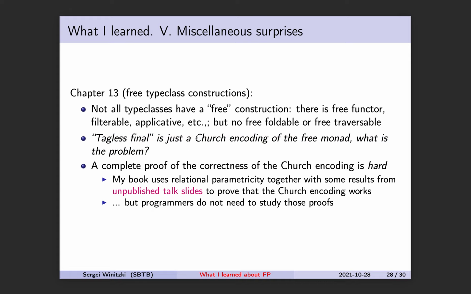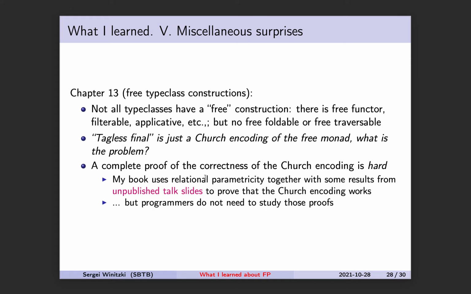The problem is the church encoding. Well, first of all, the free monad is far from obvious what that is. And the church encoding is a very difficult thing to reason about. I thought I would just give a proof that this equivalence holds. And I spent several months trying to prove that. It's a very hard thing to prove.